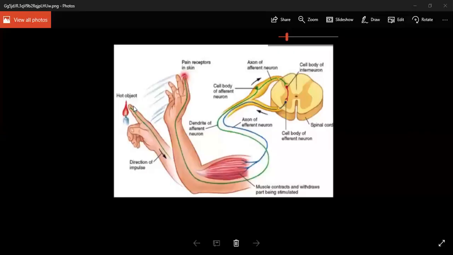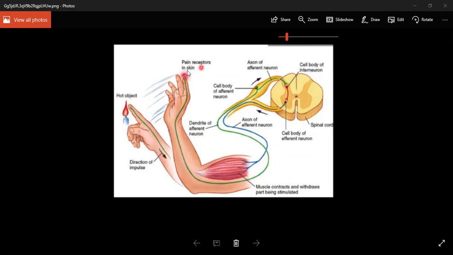Here the hot object, the message in green color. Next day I will play the video, it is only 4 minutes. So the hot object is touching here. Which sense organ is used to take this sense? The skin, right? The skin has receptors, and this green color is the sensory neuron. The message is passing through that.